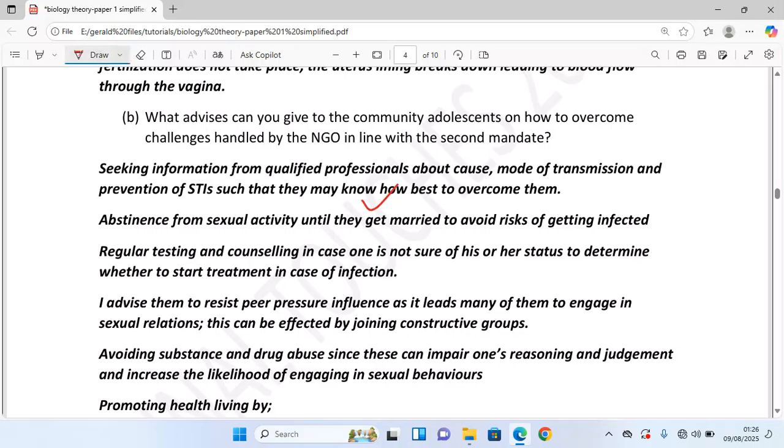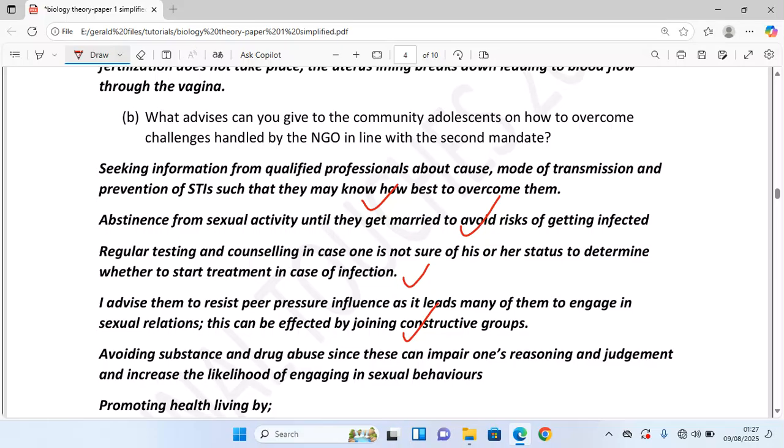See that? Then abstinence from sexual activity until they get married to avoid risks of getting infected. Regular testing and counseling in case one is not sure of his or her status, to determine whether to start treatment in case one is infected. I advise them to resist peer pressure influence, as it leads many of them to engage in sexual relations, and this can be addressed by joining constructive groups. See how we are explaining these points.